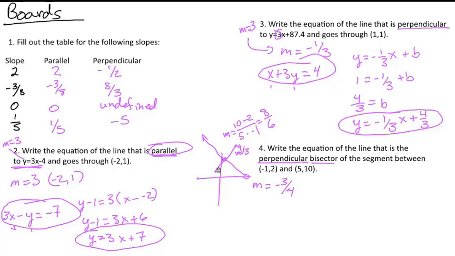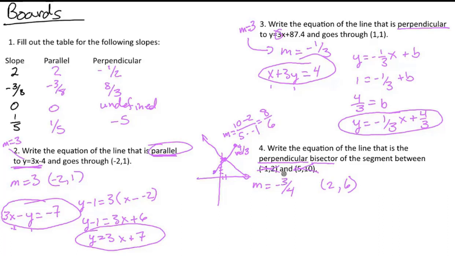Now, what point does it go through? It doesn't go through negative 1, 2, and it doesn't go through 5, 10. It goes through the middle of them. So let's average them. Negative 1 plus 5 is 4, divided by 2 is 2. And 2 plus 10 is 12, divided by 2 is 6. So this point is 2, 6. All right, can we do it?